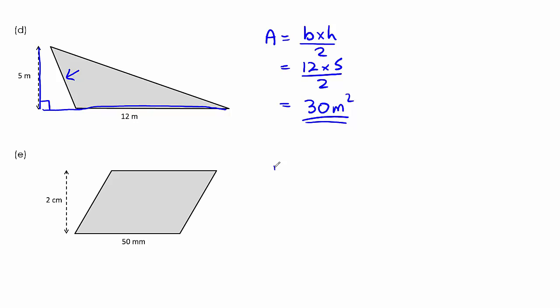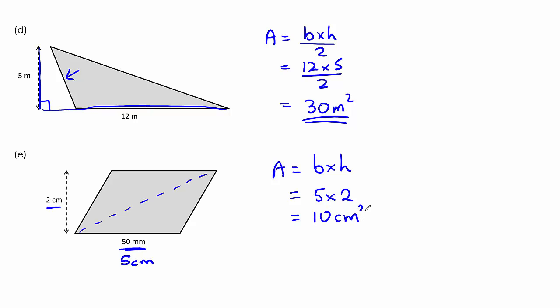Now, for a parallelogram, the area is just base times height, not base times height divided by 2. Basically, a parallelogram is two triangles. So that's why we don't divide by 2. Now I've got to be careful with this one because this is 50 millimeters and this is 2 centimeters. So it would depend what unit we want to give the answer in. Let's suppose we want to give the answer in square centimeters. 50 millimeters is 5 centimeters, and we have to have both of the lengths in the same unit before we can multiply. Well, now we can. So that would be 5 times 2, which is 10 square centimeters.